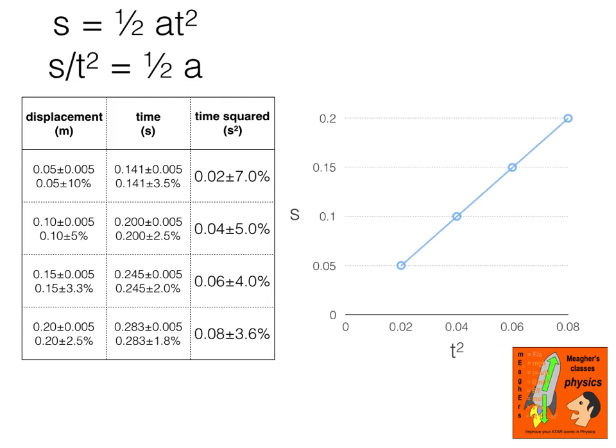Let's have a look at the graph that we get. We get a nice linear relationship going on here. In fact, very, very nice. All of the data points have a line that goes straight through them. There's no data point that is outside that line.